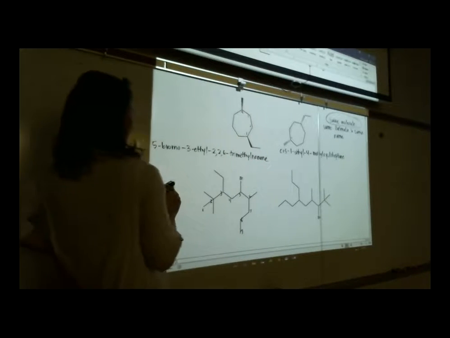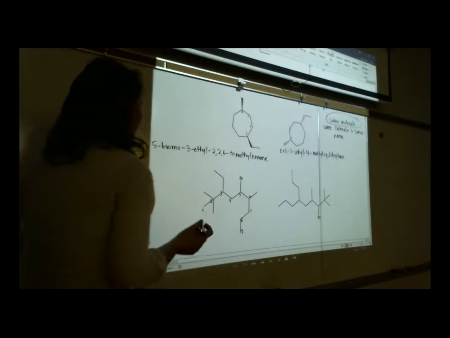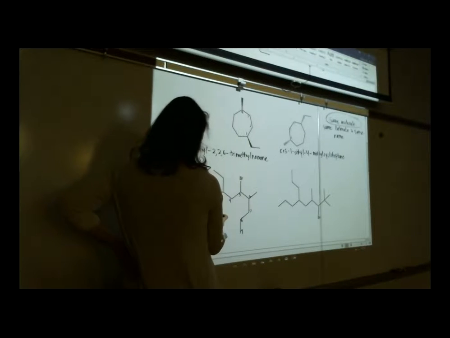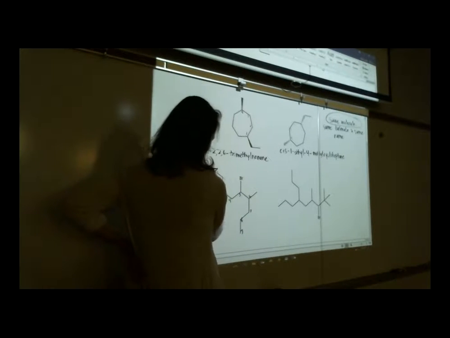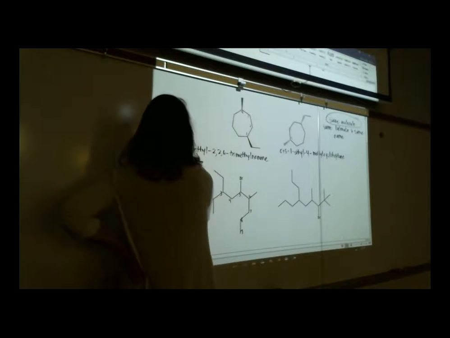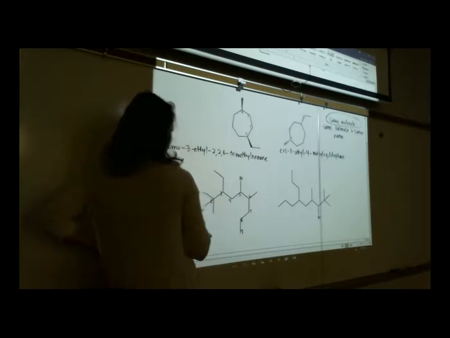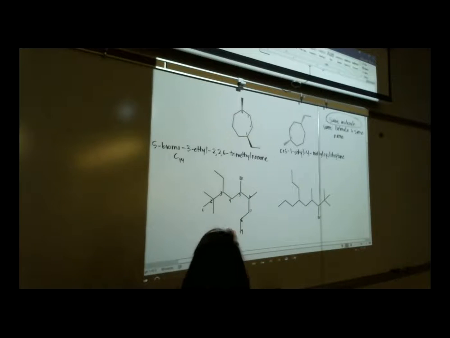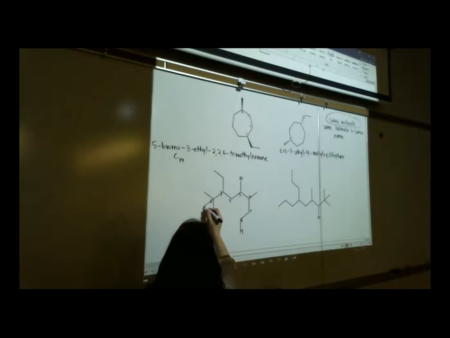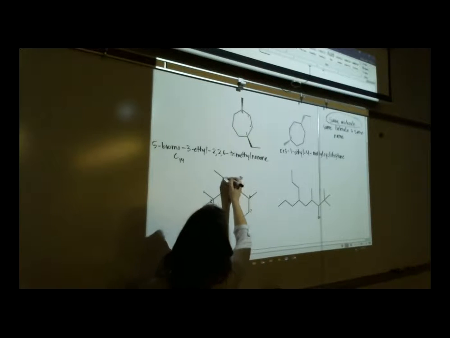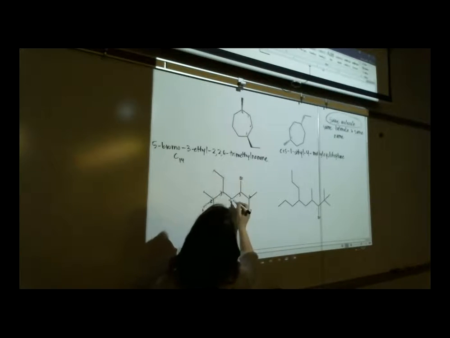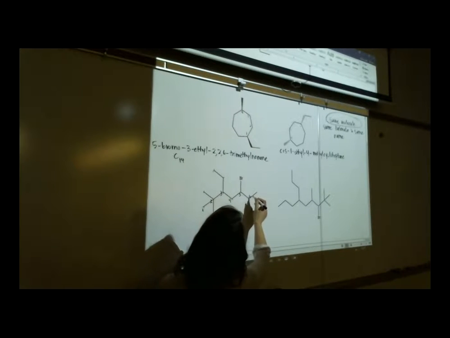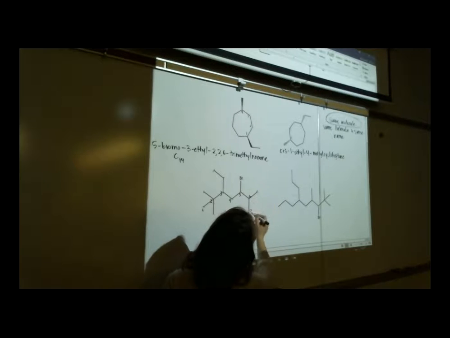What's his name? And let's count our carbons. There are 9, 10, 11, 12, 13, 14. So C14. And now let's count our hydrogens. 1, 2, 3, 4, 5, 6, 7, 8, 9, 10, 11, 12, 13, 14, 15, 16, 17, 18, 19, 20, 21, 22, 23, 24, 25, 26, 27, 28, 29.